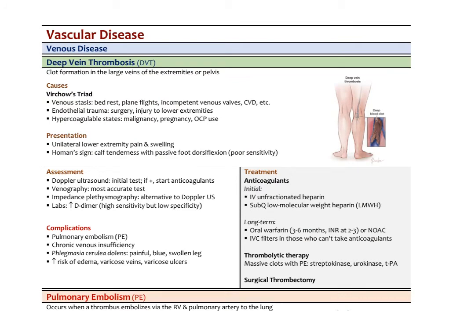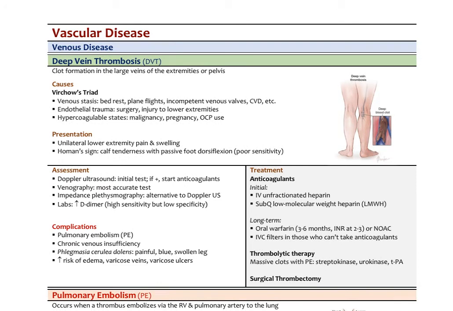Another venous disease I mentioned before is specifically deep vein thrombosis, and this is basically a formation of thrombus in the large veins of the extremities, or it can happen in the pelvis as well. Again, Virchow's triad would be all the factors that predispose towards thrombus formation. So venous stasis, and that can result from things like bed rest, long plane flights, having incompetent valves like in varicose veins, and then any cardiovascular disease in general.